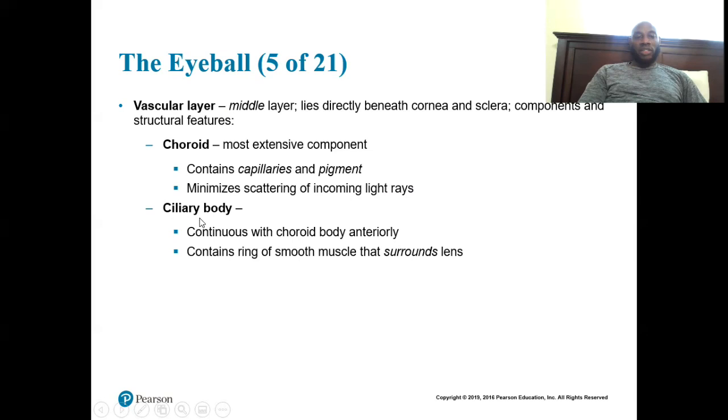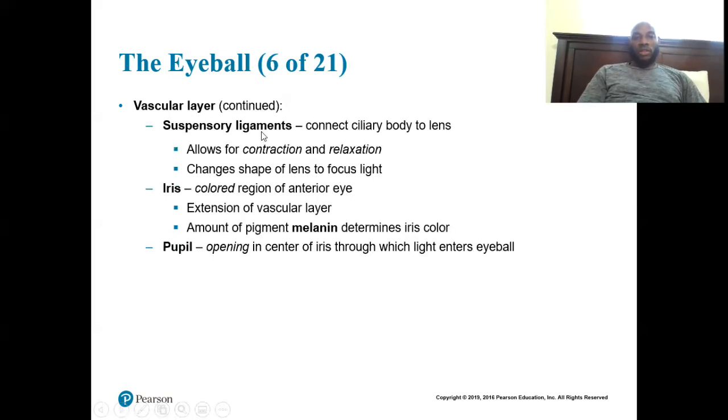We also have the ciliary body, continuous with the choroid anteriorly, contains smooth muscle that surrounds the lens. Some suspensory ligaments, allows for contraction and relaxation, changes shape of the lens to focus the light so we can know what we're seeing. We have the iris. Everybody's probably heard of that. Colored region of the anterior eye. This is what we think of when we think of eye color. Extension of the vascular layer, amount of pigment, melanin, determines iris color. Remember, melanin also determines your skin color.